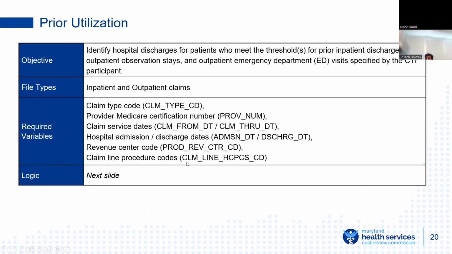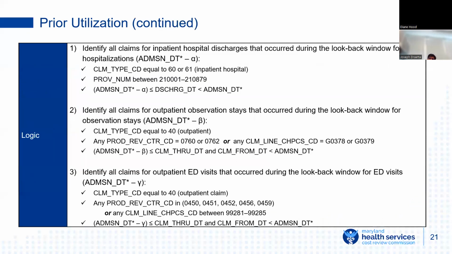All right, so now we have prior utilization, where the participant can specify prior use of acute care services as inclusion or exclusion criteria, where these acute care services include inpatient stays at short-term acute care hospitals, outpatient ED visits, or outpatient observation stays at a hospital. And in the next slide, we provide the logic for identifying each type of service according to, say, claim type code, or using the CCN, and matching the dates of service to the look back period for each of these.